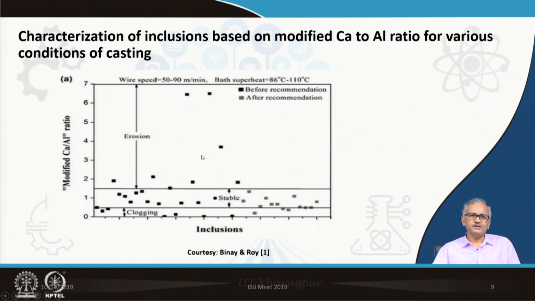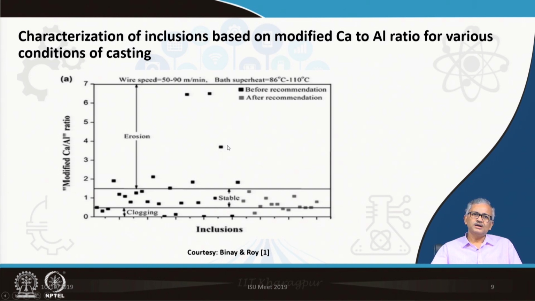Then we calculated what should be the operating parameter for which the calcium recovery is maximum, and how much aluminum has to be added such that our Ca by Al ratio remains between 0.5 to 1.5. Based on this calculation, we prescribe to them that you add this much of wire under this operating condition, instead of what you are adding. So, sometimes we prescribe a little higher addition of wire and sometimes a little less addition of wire.